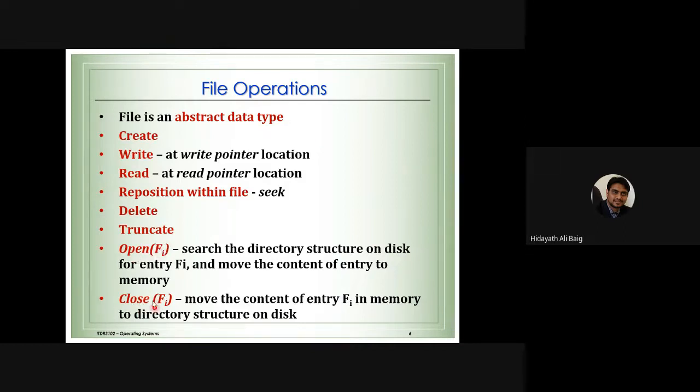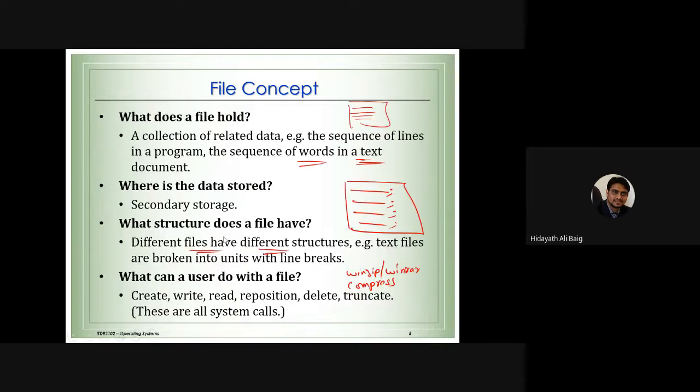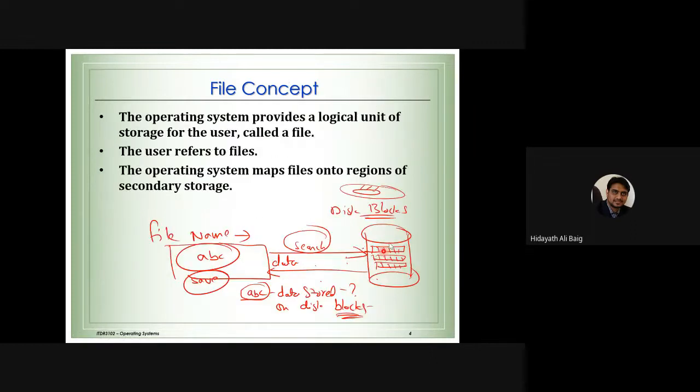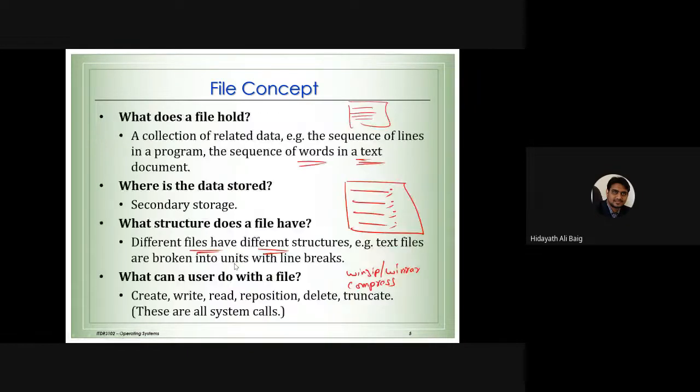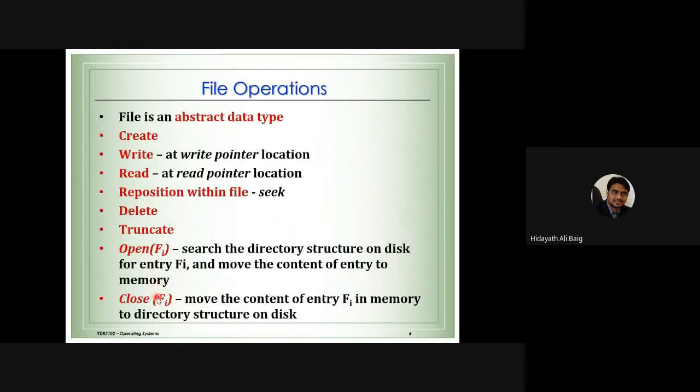Close means it is going to close the file. So in Java, you might have understood or discussed the file commands in Java. We can open the file: search the directory structure on the disk for the file, which is F5, and move the content of the entry to the memory. So that's what I told you here. It will search the information from the hard disk and bring the data onto the memory. So that is opening of a file, and closing of a file.